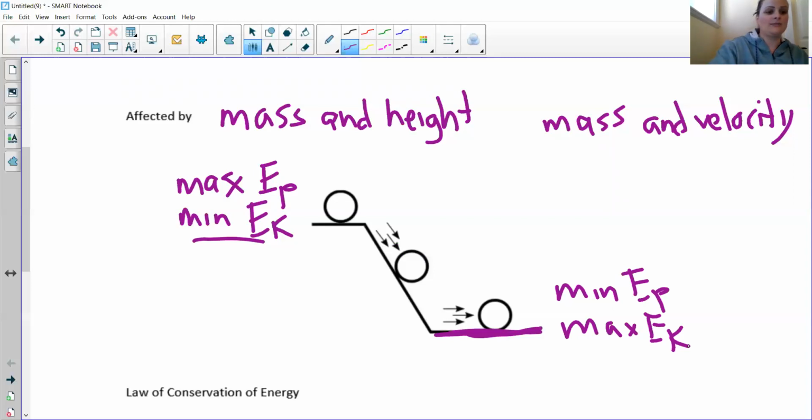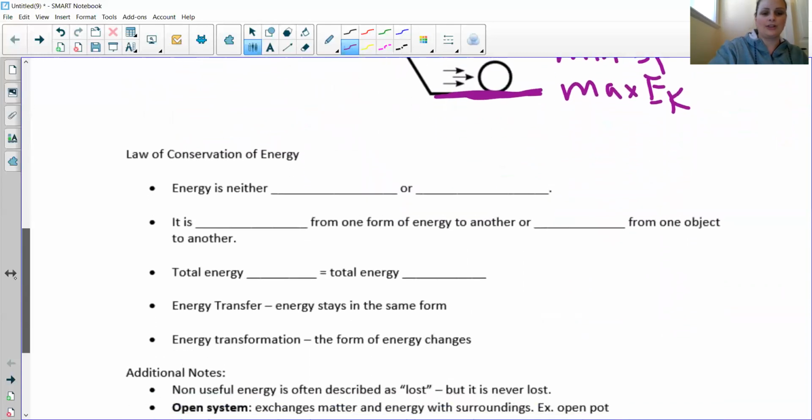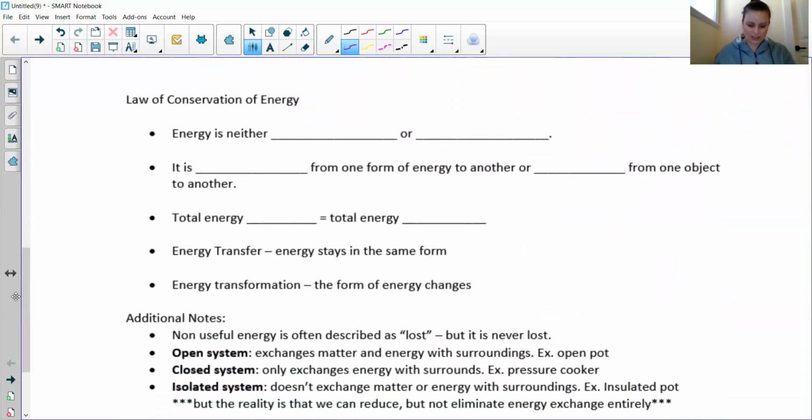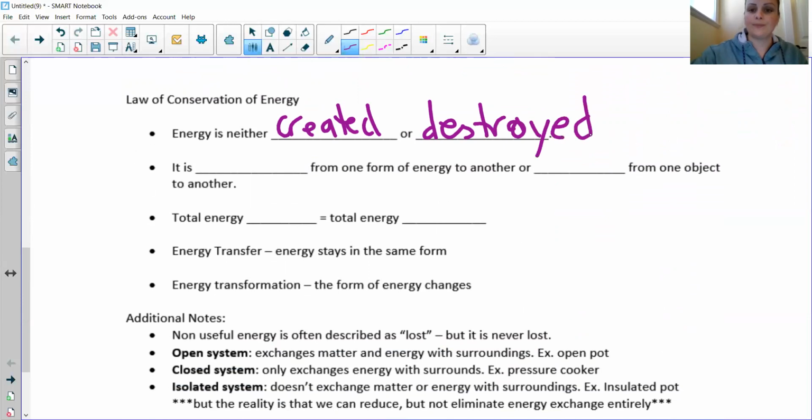So just to go back over a little bit more thoroughly, the law of conservation of energy. Energy is neither created or destroyed. That is supposed to be an O. It's supposed to be an S. It is either transformed, like I just explained, from one form of energy to another, or it is transferred.